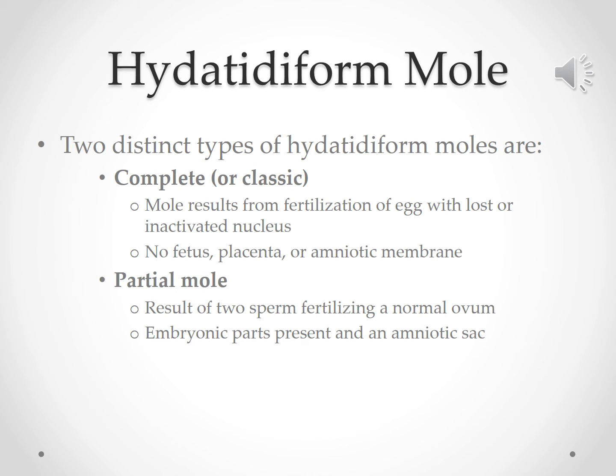Now, a partial molar pregnancy results from 2 sperm fertilizing a normal ovum. Your partial moles may actually have embryonic or fetal parts in an amniotic sac there. However, congenital anomalies are usually present, with malignant transformation potential of 5 to 10%. But remember, the cause of your miscarriages and your losses in early pregnancy are most of the time attributed to congenital defects and abnormalities.